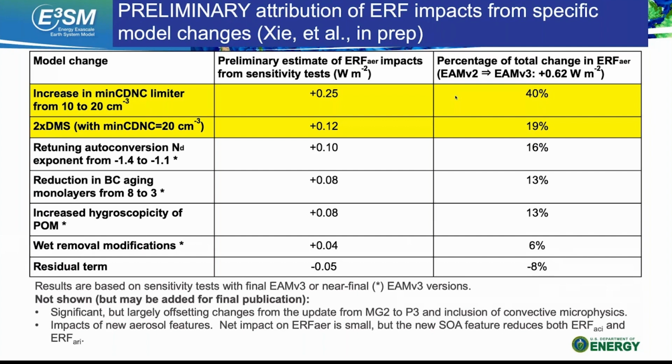And additionally, we doubled the DMS concentrations and therefore the DMS flux into the atmosphere. This is a major natural background source of aerosol and cloud condensation nuclei, particularly in remote ocean regions. And this is known to impact ERF in other models. And that, in fact, turned out to be the second largest single parameter change in impacting ERF.